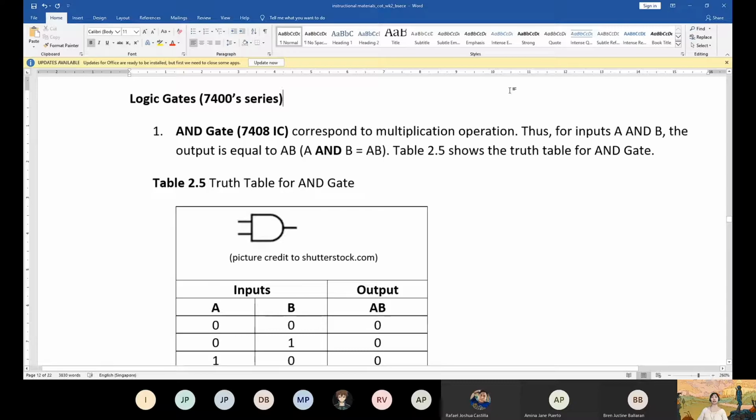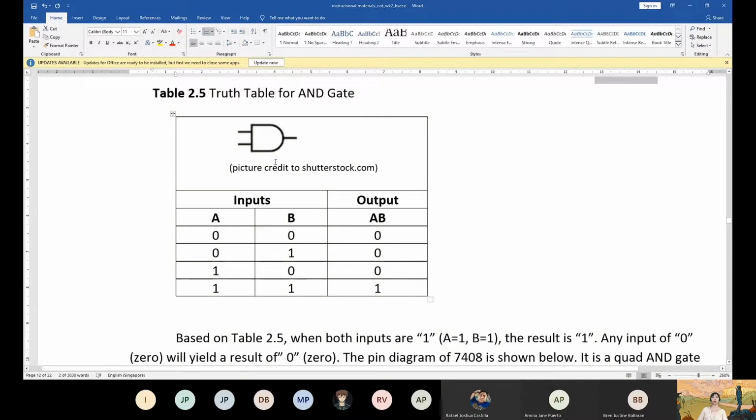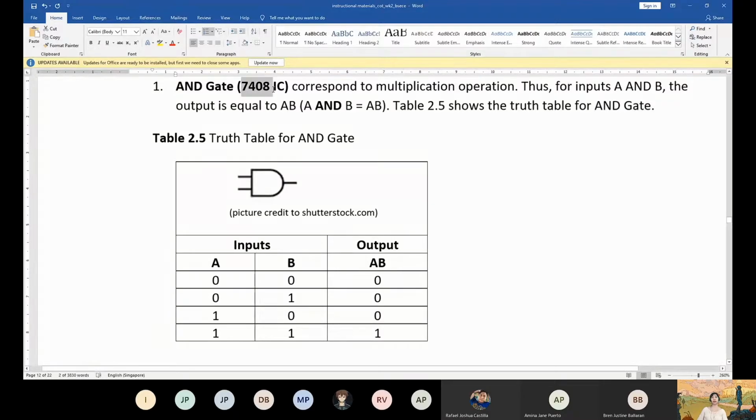The AND gate is a multiplication operation. So let's say we have AB or XY. It actually means A times B, just like in your algebra. When you say A times B, in logic circuits or digital electronics, it actually means A and B. What does this AND mean? It is an AND gate. This is the truth table for the AND gate. The AND gate is actually a 7408 IC. Let's peruse first the truth table for the AND gate.